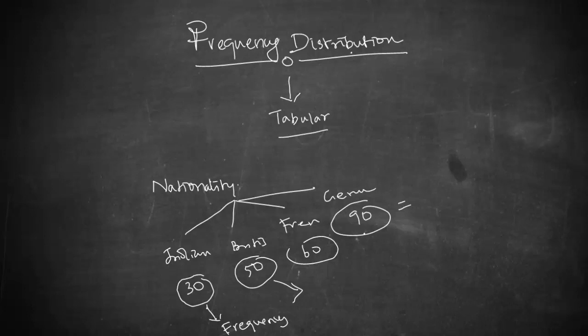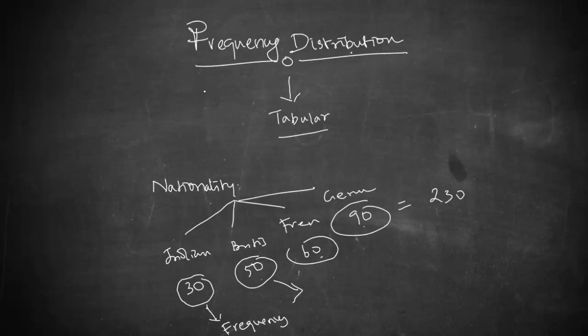Let's say here the total is 90 plus 60, 150, 200 and 230. So here you have the total as 230. Now this frequency is distributed among 4 classes, I mean 4 nationalities: Indian 30, British 50, French 60 and German 90. If you present this as a table, you will have the first column of the table as nationality, wherein you will write Indian, British, French and German.